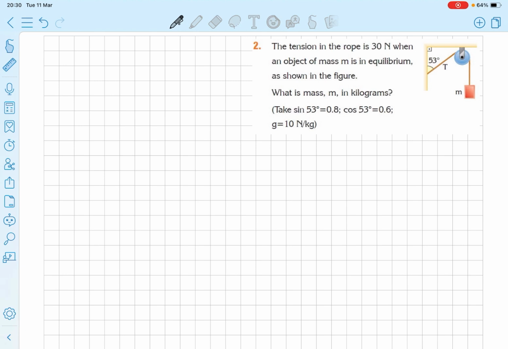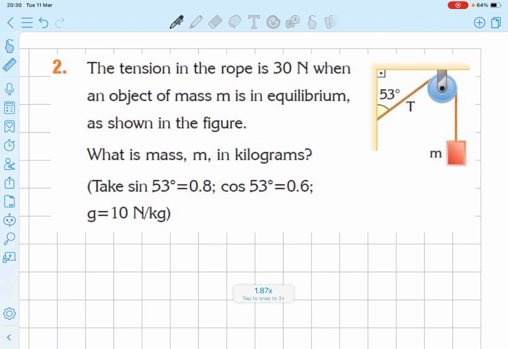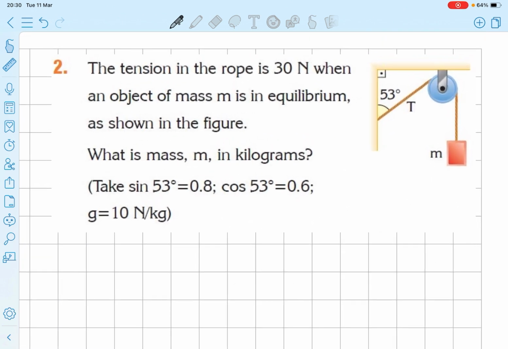Question 2. The tension in the rope is 30 newtons when an object of mass m is in equilibrium, as shown in the figure. Find the mass m in kilograms. So here, let's just zoom in. The tension in the rope, that means it is here. This tension is equal to 30 newtons. And what is the mass of the object? Here, we see only one rope, right? That means the tension at any point will be the same. If it says 30 newtons, it's 30 newtons at any point.